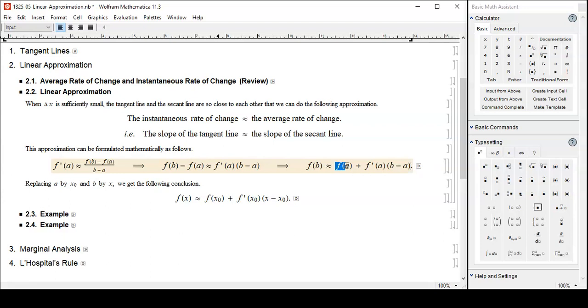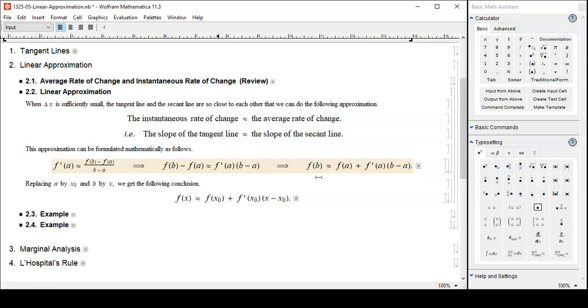So this is my current function value, and this is the current derivative value, and b minus a is maybe 1 second later or 2 minutes later. With this computation, we can predict the future function value. That's how we can do linear approximation.